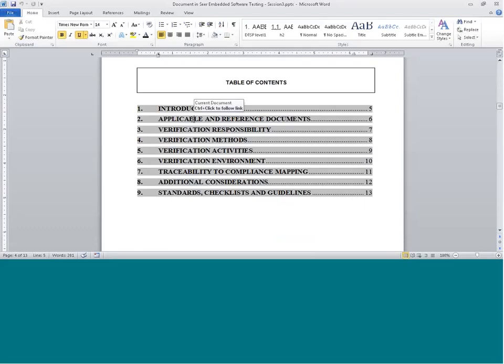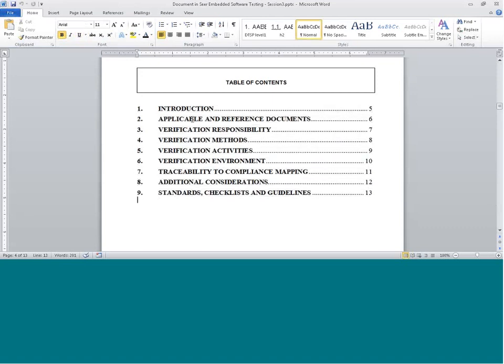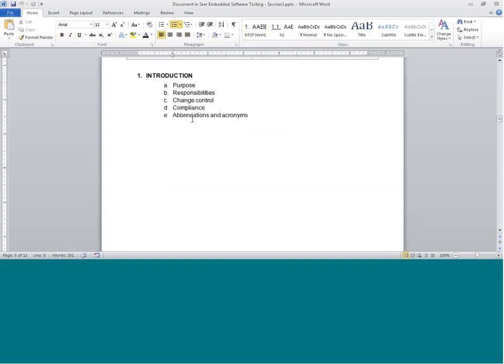There is the introduction of the test plan, the applicable or the input documents, the responsibility, the methods, verification activities, verification environment. I have used verification here because, as I said, it is used as an interchangeable word along with testing. You can consider verification as testing. So we have verification activities, verification environment, traceability to compliance analysis, mapping how we are going to trace testing to the embedded system product. And any additional considerations, we are going to have here. Standards, checklists, and guidelines will be part of the platform.